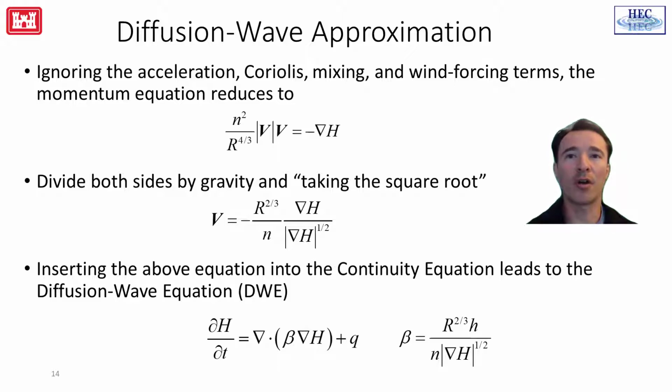What's very convenient about this equation is that it no longer is a function of the current velocities. It only has water levels. Therefore, velocities can be computed once a solution for the water surface is obtained. The diffusion-wave equation is simpler and more computationally efficient to solve compared to the shallow water equations. However, the diffusion-wave equation has a more limited applicability than the shallow water equations because we are ignoring a lot of terms.